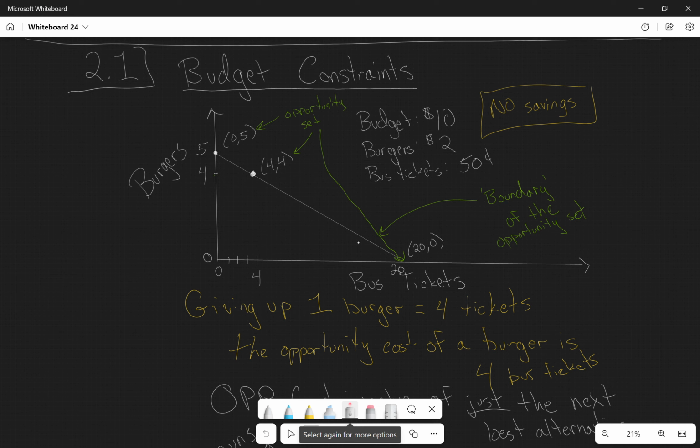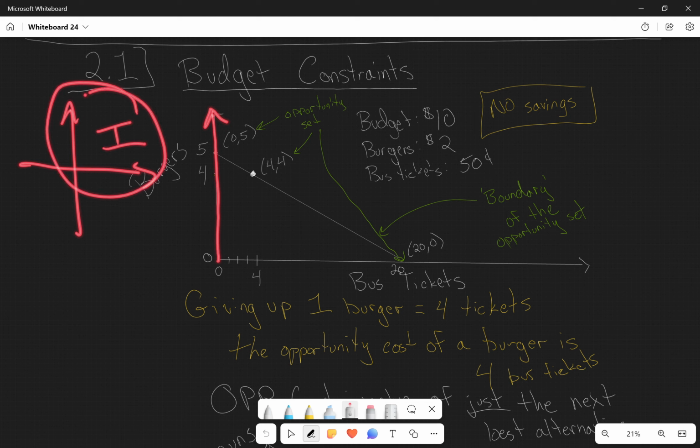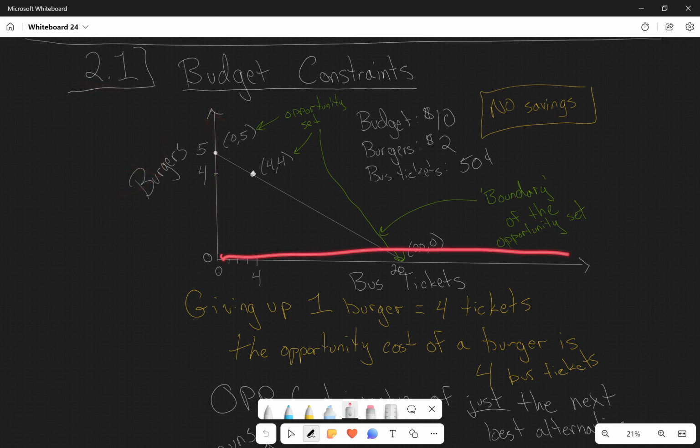So remember, we talked about how we are always on the first part of the Cartesian coordinate plane, right? We're always over here in the positive zone. That's why this looks like an L. Right? We're looking at positive numbers of bus tickets, positive numbers of burgers, and we're given a budget of $10.